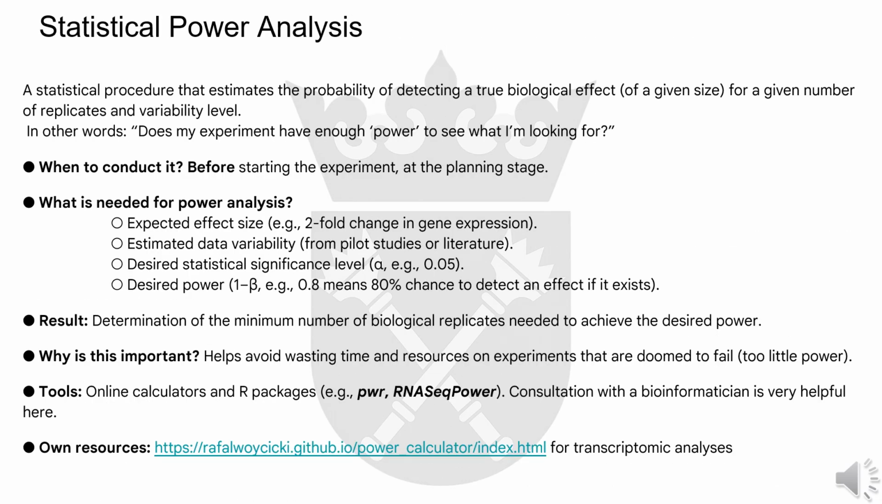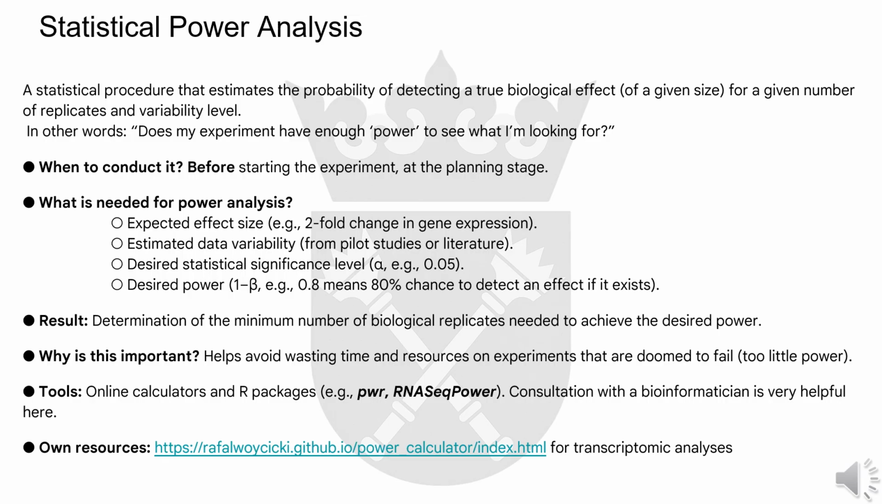Power analysis is one of the most important, yet most underappreciated tools in experiment planning. It asks a simple question. With this number of samples and this variability, do we have a chance to detect the effect we are interested in? To perform it, we need a few things: expected effect size, for example, a twofold change in gene expression, an estimate of variability, for example, from previous studies, and a chosen significance level, and desired power, usually 80%.